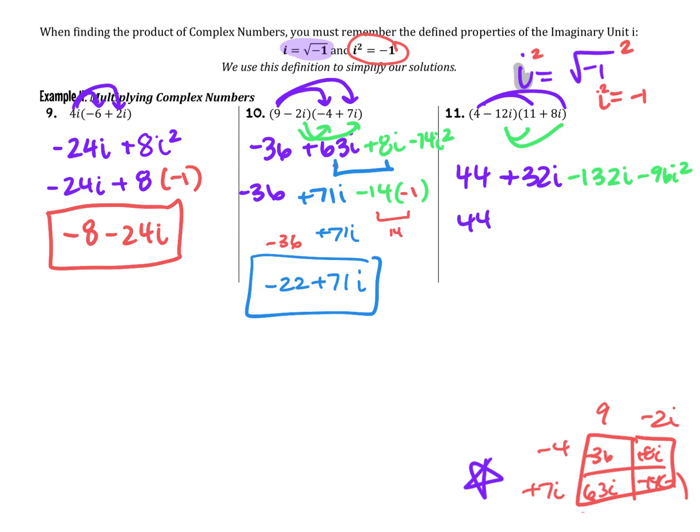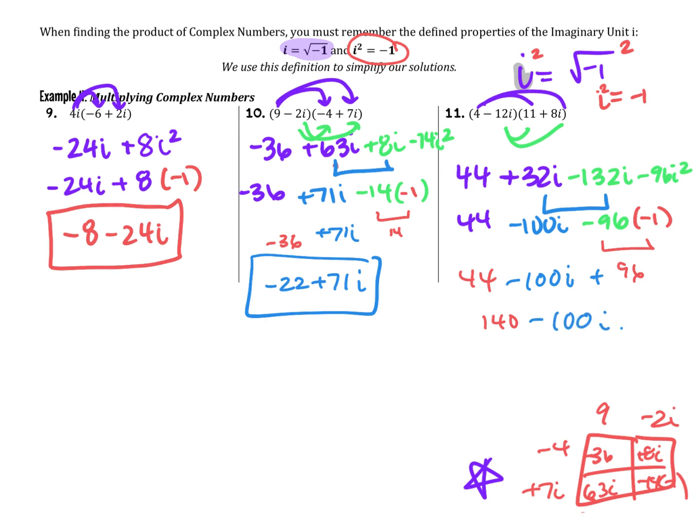I can combine these two imaginary pieces. That's going to give me minus 100i. And 96 times i squared, where i squared is negative 1, is going to become positive 96. 44 minus 100i plus 96, and then I can combine those like terms to get 140 minus 100i.